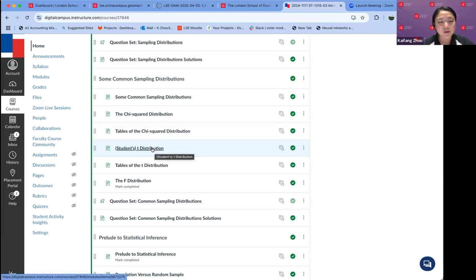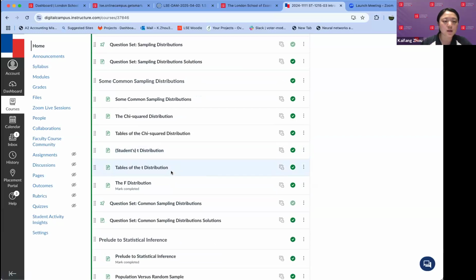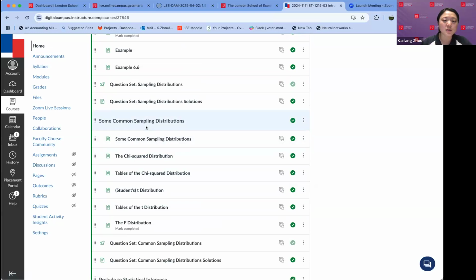okay? And then you should know which formula you need to use to construct the student t distribution. And the F distribution is the ratio of, we can construct the F distribution using two independent chi-square random variables, right? So basically this is the key takeaway, the common sampling distributions: chi-square distribution, student t distribution, F distribution. Make sure you fully understand this chapter, especially these common sampling distributions.